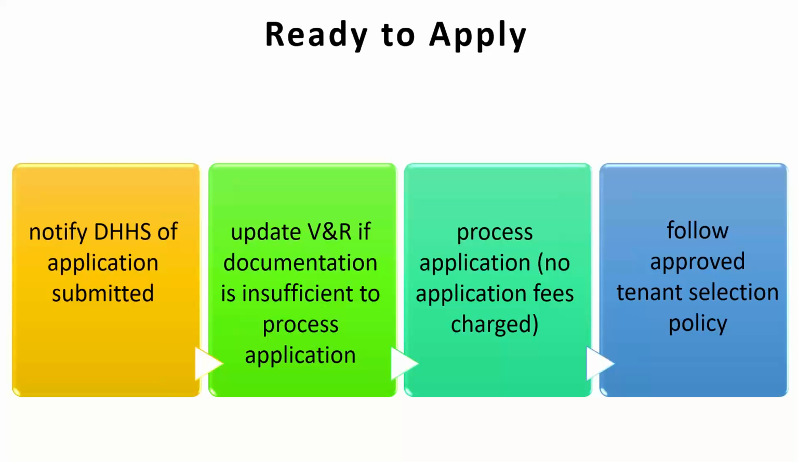The referral has showed up at your property, and now they're ready to apply. So you're going to notify DHHS in Vacancy and Referral that you've received an application. You're going to also have the option to add comments in Vacancy and Referral if you're missing information, such as you're waiting on the Social Security award letter or you're waiting on a bank verification. This lets DHHS know where you're at in the process and how they can expect the application to move forward.